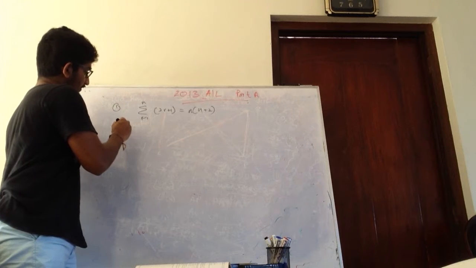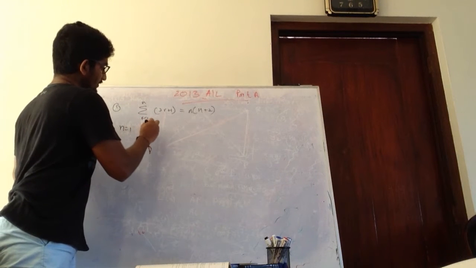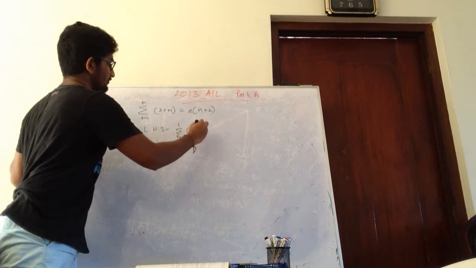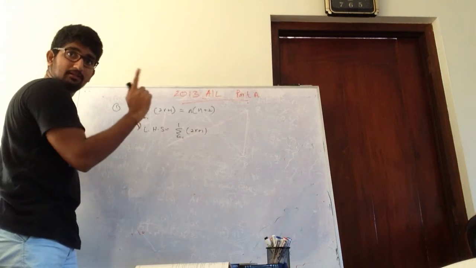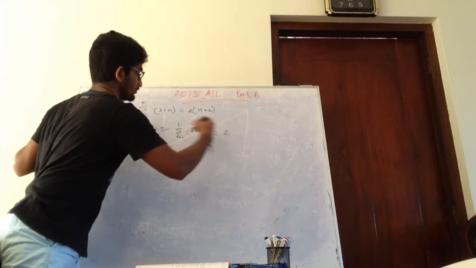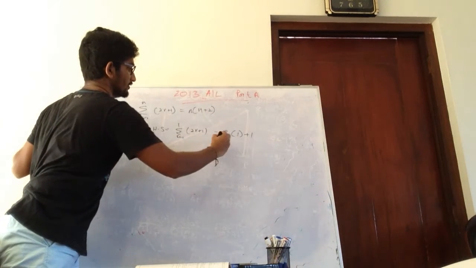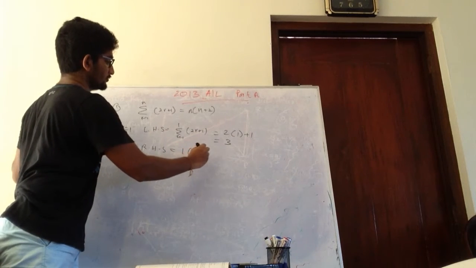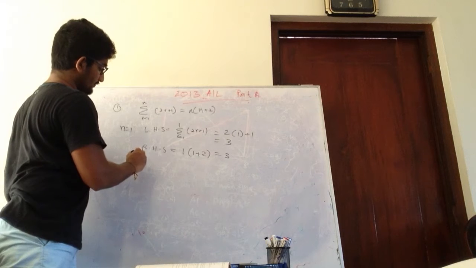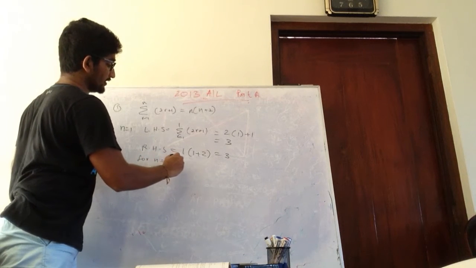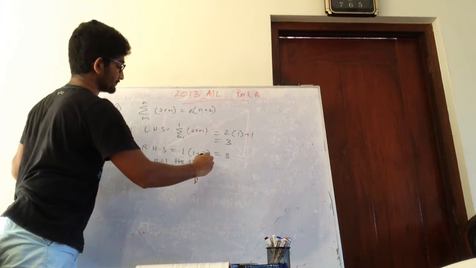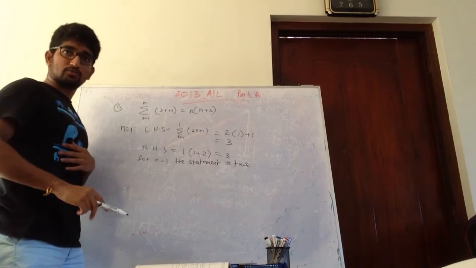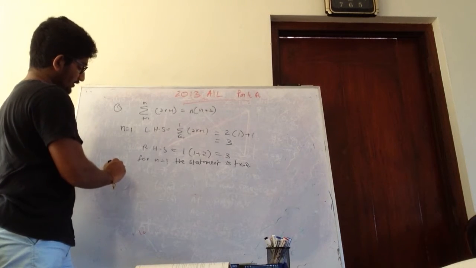So now for n equals 1, the left hand side is the sum from 1 to 1 of 2r plus 1. So it goes only up till 1. That means 2 times 1 plus 1 is 3. Right hand side is 1 times 1 plus 2, that is also 3. So for n equals 1, the statement is true. Correct, no?